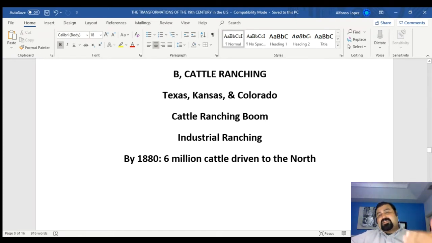So with those changes that we talked about in session one, that led to the beef industry, what we see is that the growing demand for beef and beef products in the United States is going to cause a boom in cattle ranching, okay? A cattle ranching boom, particularly in Texas, Kansas, and Colorado, okay?